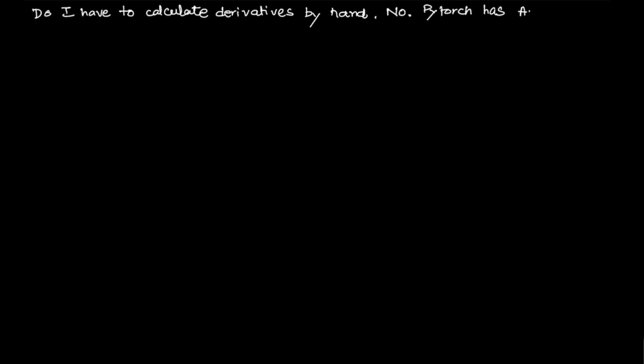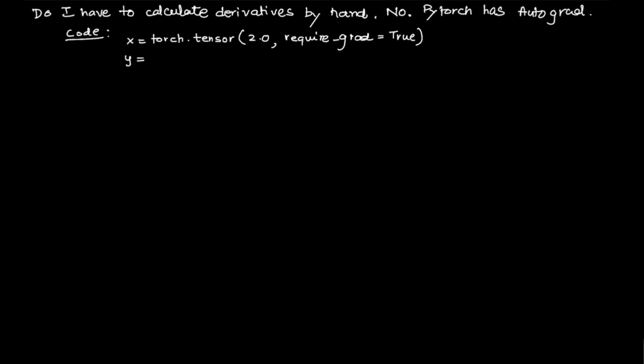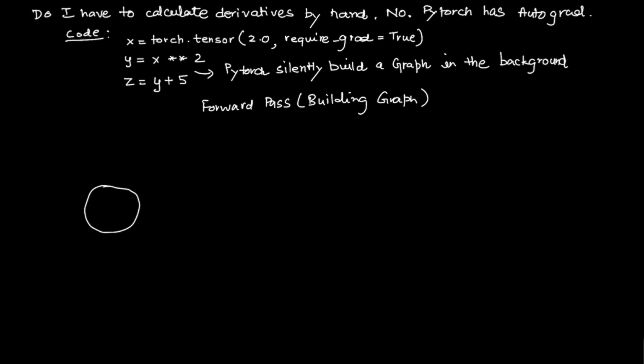Now, you might be thinking, Sumantra, do I have to calculate these derivatives by hand every time I code? No, thank goodness. Frameworks like PyTorch and TensorFlow have an engine called AutoGrad. So when you write code in PyTorch, such as x = torch.tensor(2.0, requires_grad=True), y = x**2, z = y + 5, PyTorch isn't calculating numbers. It is silently building the graph we drew earlier in the background. It remembers, hey, z comes from y plus 5 and y came from x squared.